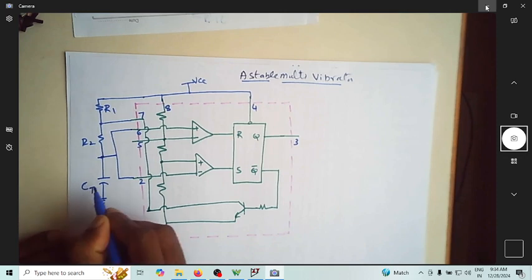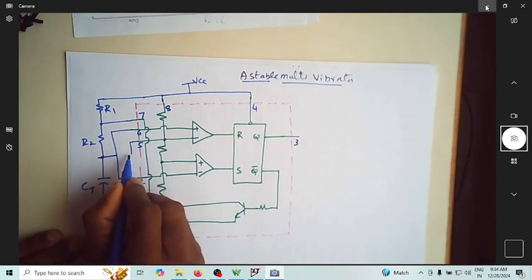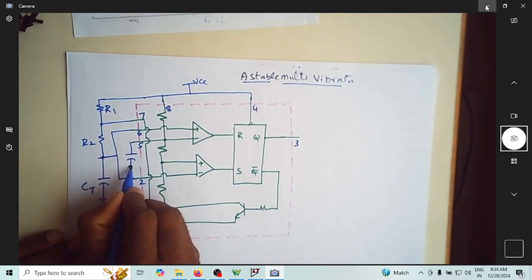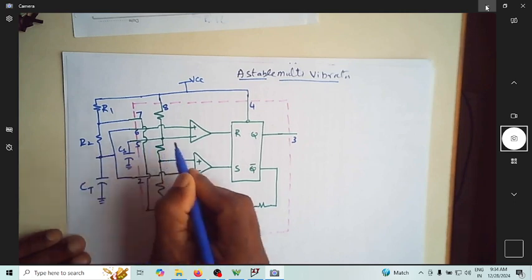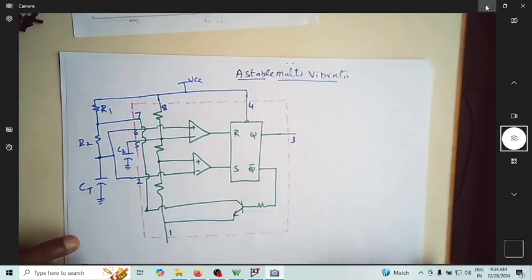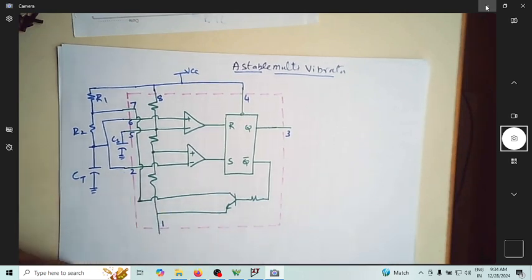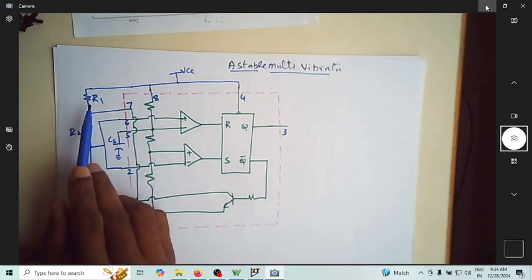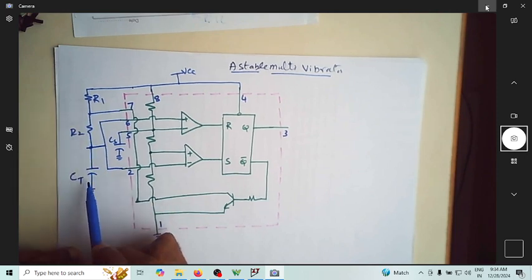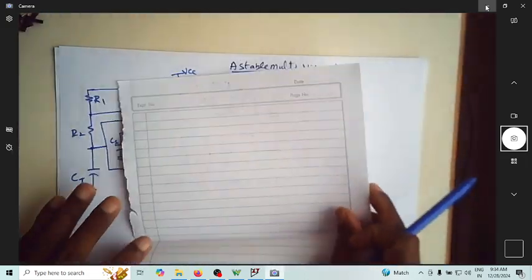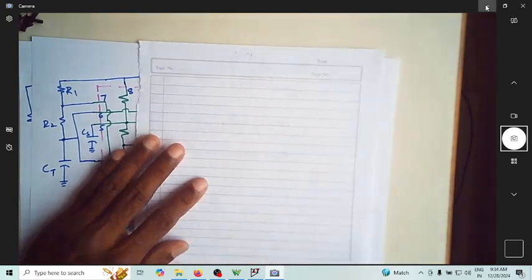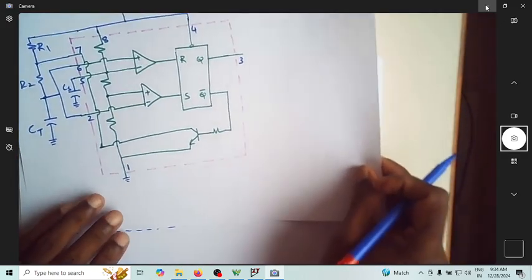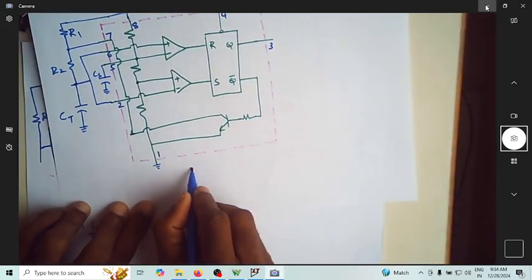This is CT, and let me also connect a capacitor between pin 5 and ground, which is for stabilizing the voltage at pin number 5, which is two-third of VCC. This is what we have. Now, of course, let me ground this. So this is the connection we have. We have two resistors and a capacitor, and of course there is one more capacitor connected here. Suppose I want to write the circuit in terms of the IC, I can write this as my IC.